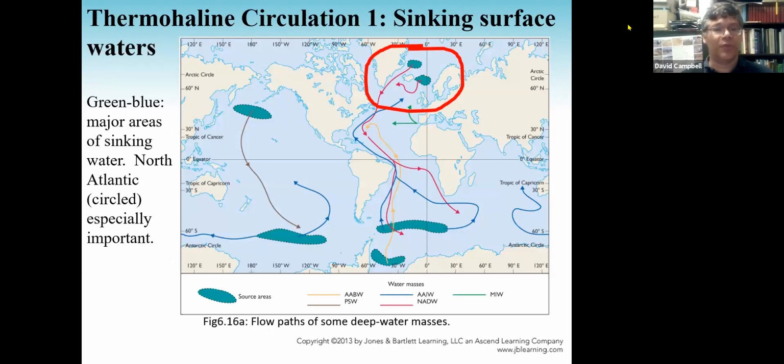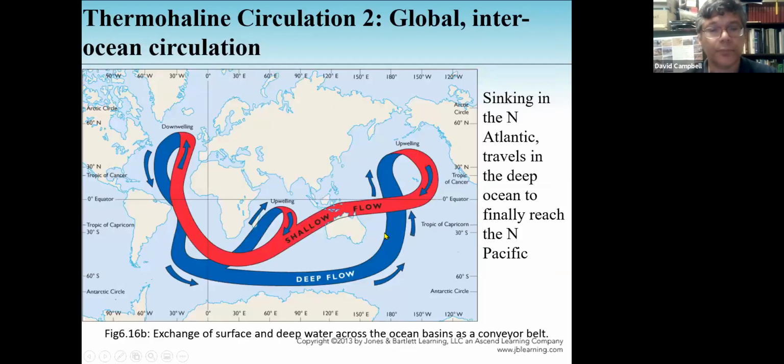Okay, so let's start with the sinking. The areas in this kind of greenish bluish color are major areas of sinking water globally, and the far North Atlantic region around and north of Iceland is especially important for this. Water there sinks down, travels deep under the ocean, from the Atlantic into the Indian and Pacific, before finally getting back up to the surface and traveling around once more.